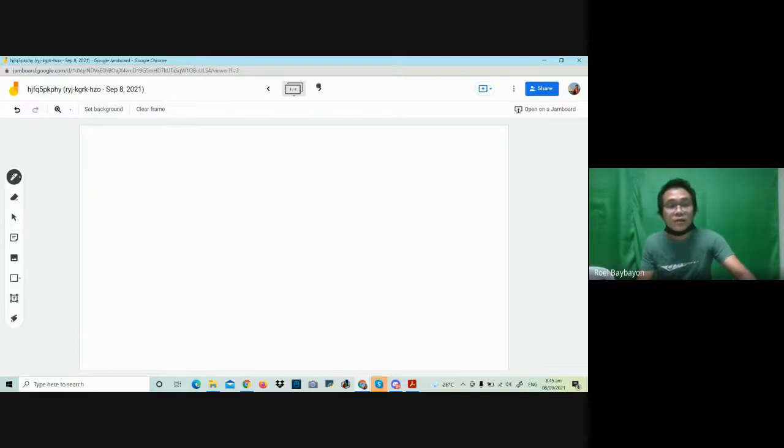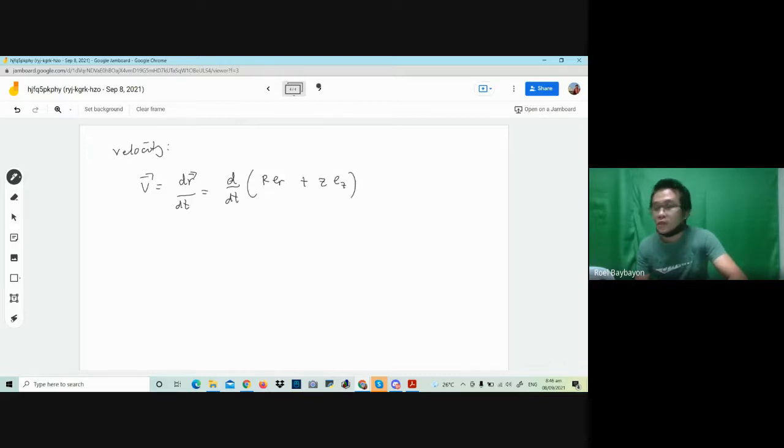Velocity is just the derivative of R with respect to time. So this is equal to the derivative of R ER plus Z EZ. How many terms is this? We have four terms: R dot ER plus R ER dot plus Z dot EZ plus Z EZ dot.